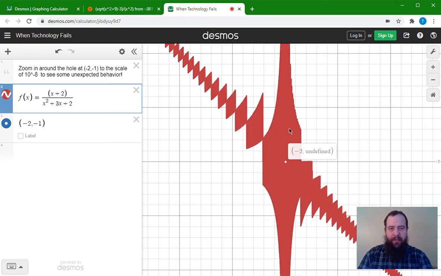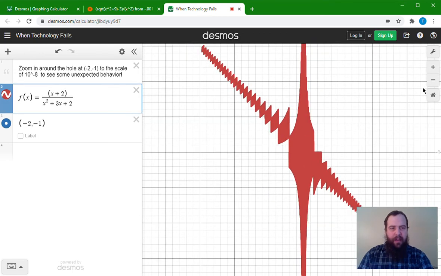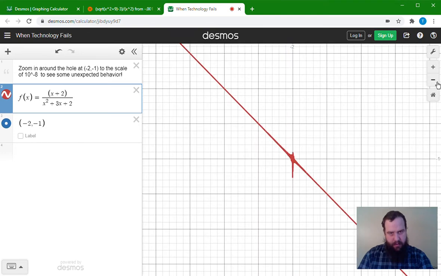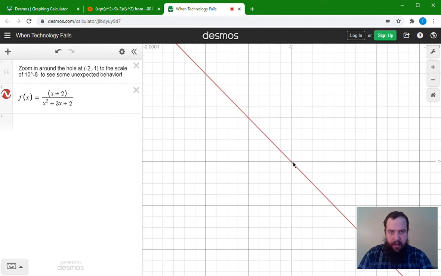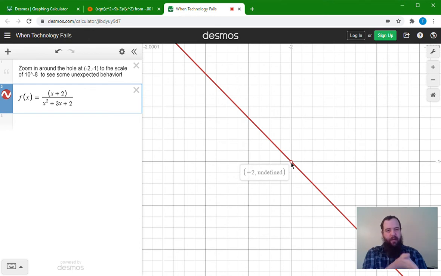When we zoom in on this point, the graph should look like, let's turn off this point here. It should look like this, right? The graph should be almost a perfectly straight line, because when you zoom in on graphs, they tend to wind up looking like perfectly straight lines. That's what calculus is all about, actually. It should look like a perfectly straight line with a hole in it.